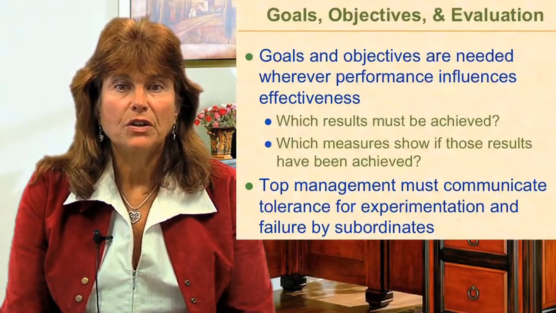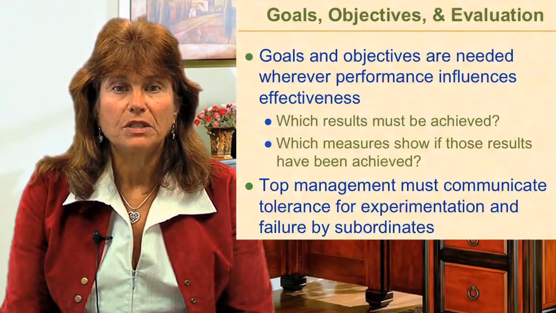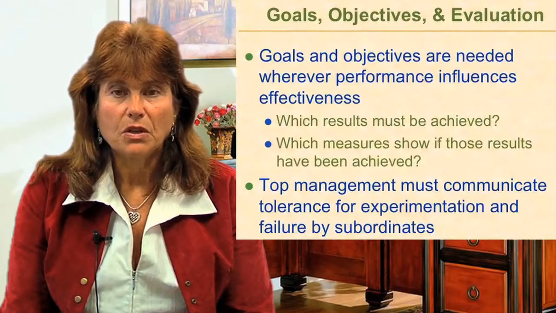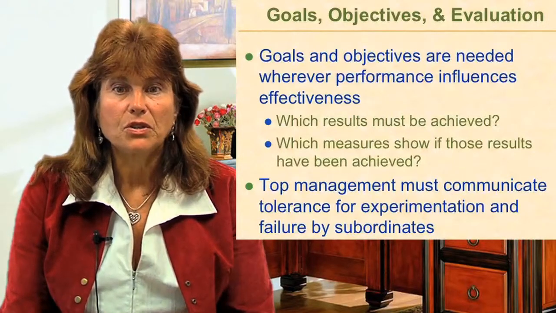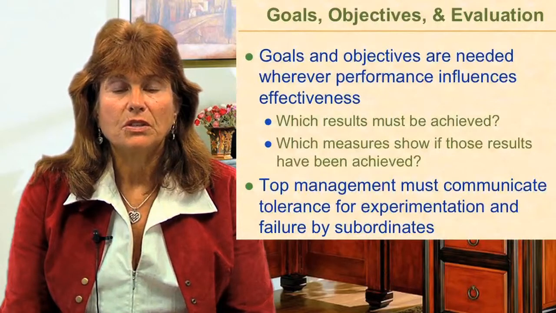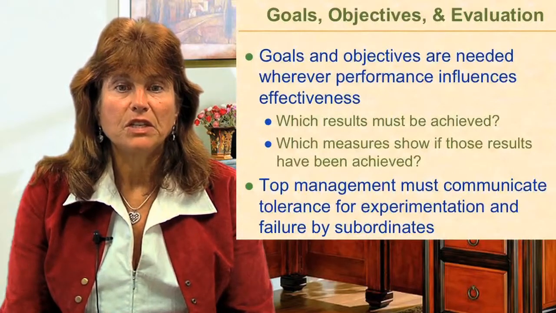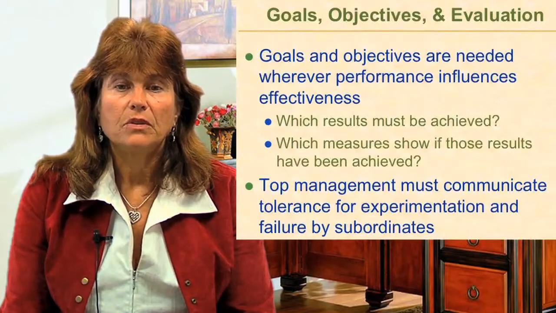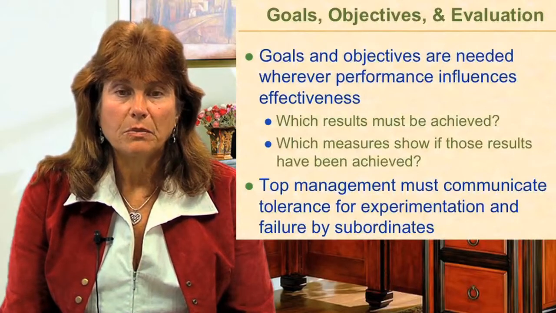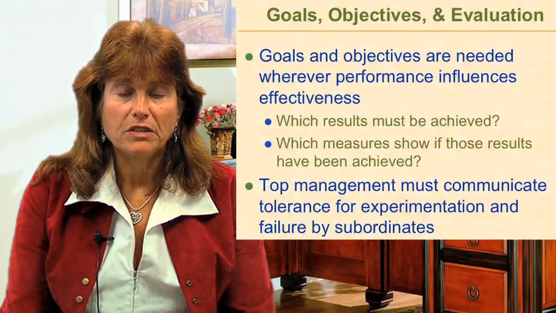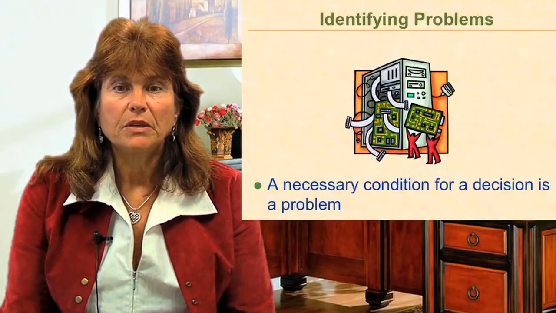In terms of goals, objectives, and evaluations, they're needed whenever performance influences effectiveness. So what results are we going to achieve? What measures show if those results have been achieved? And management needs to communicate their tolerance for experimenting and failing by subordinates. If we create an environment of no risk, then people aren't going to make decisions that might have some risky factors associated with them. As I said earlier, a necessary condition for a decision is having a problem.